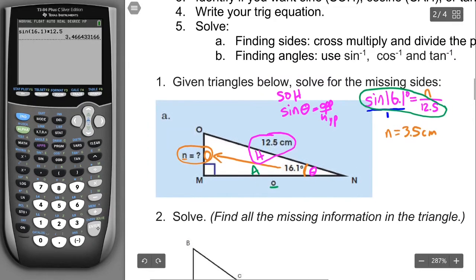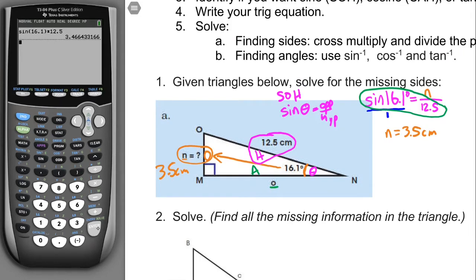And it's always nice to do something called a sanity check. 3.5 centimeters. Does 3.5 centimeters look about right? Yeah, like 16 is a short angle. 3.5 is a lot less than 12. I was expecting something a lot less than 12 because it's such a shallow angle. Okay, cool. So there you go. We've solved for our side n.